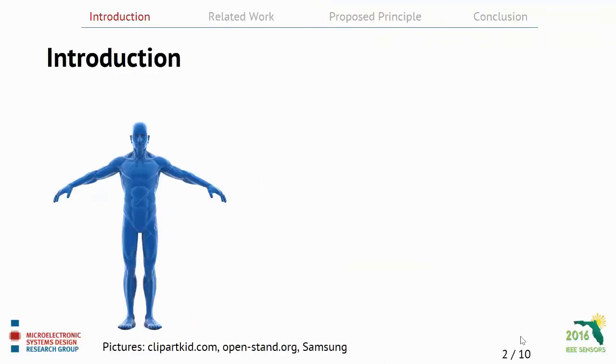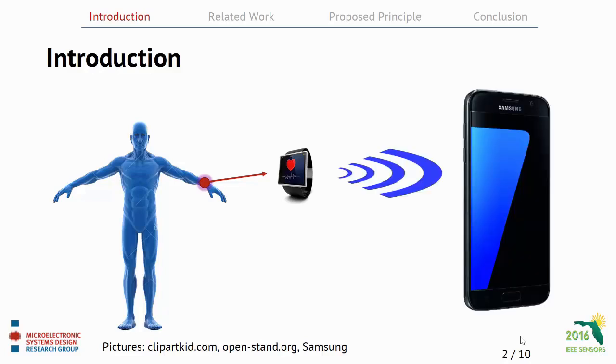Nowadays, wearable devices are a growing industry field. A sensor device running on the human body measures parameters like the heart rate.